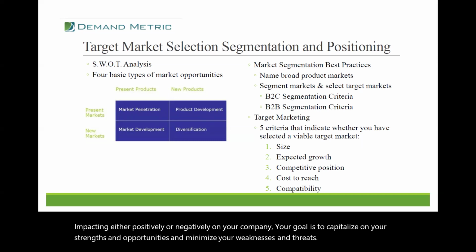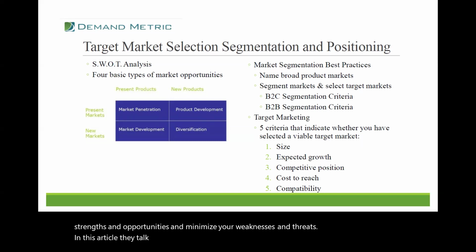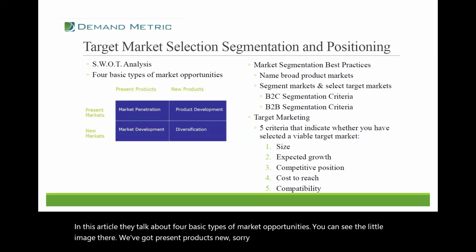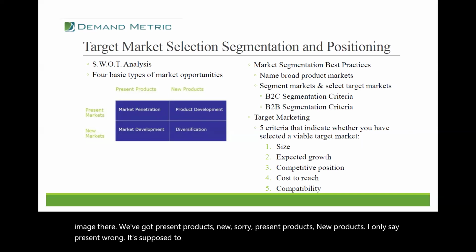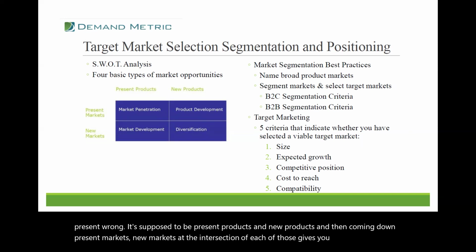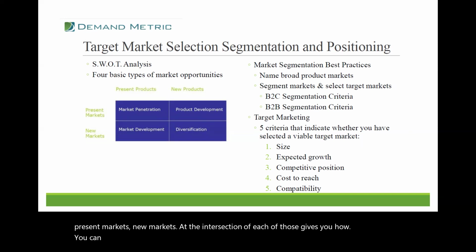In this article, they talk about 4 basic types of market opportunities. You can see the little image there: present products, new products. I always say present wrong. It's supposed to be present products and new products, and then coming down, present markets, new markets. The intersection of each of those shows how you can segment a market. There is also additional information, but we're focusing on the bottom right corner.